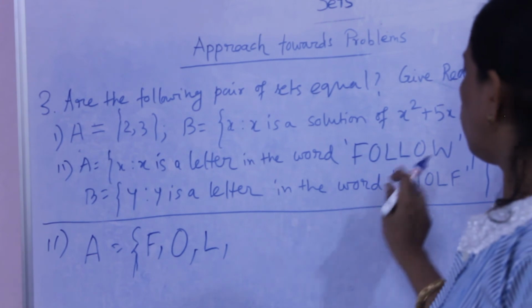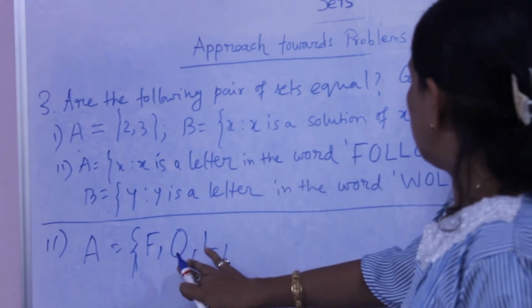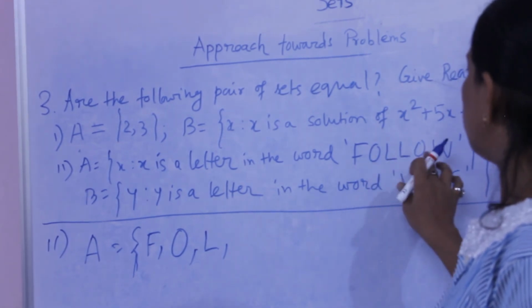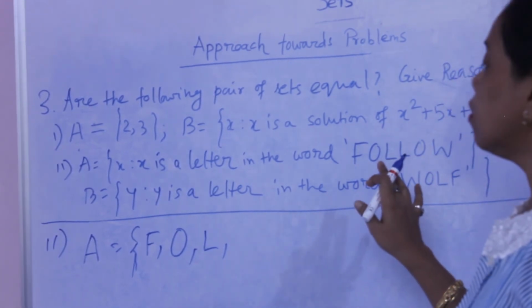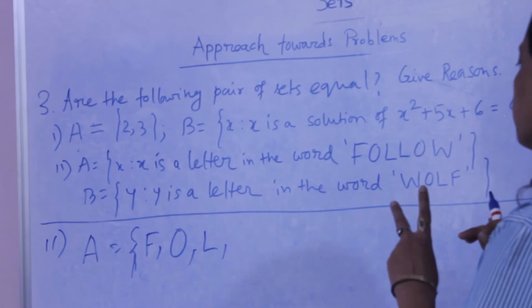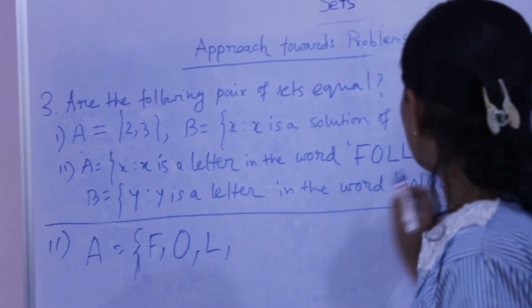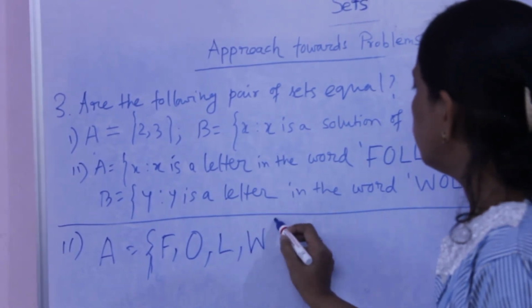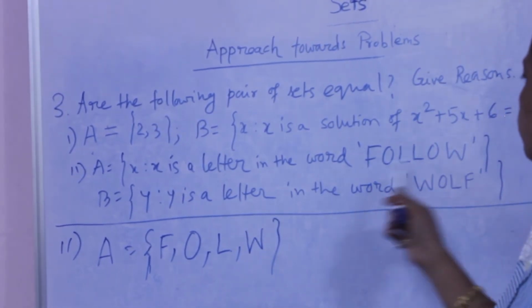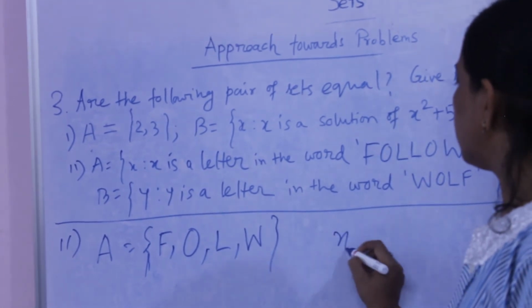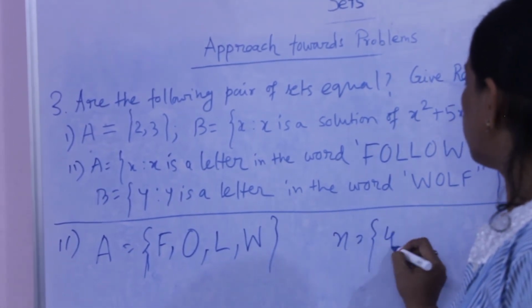L. Then O, we already took this letter O, so we will not take it again because this letter is repeated. So for repeated letters we will take one letter. We will consider one letter, and this is W. So the elements of this set are F, O, L, W. So the number of elements here, n equal to 4.